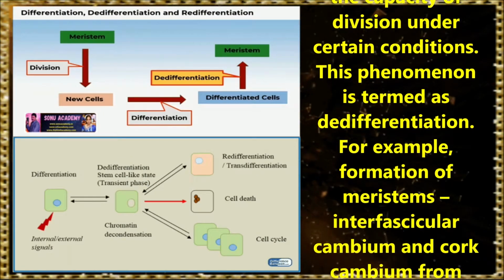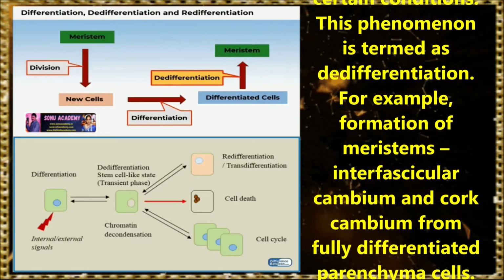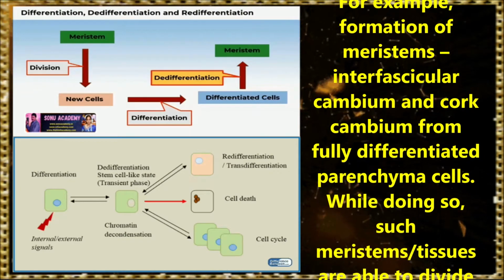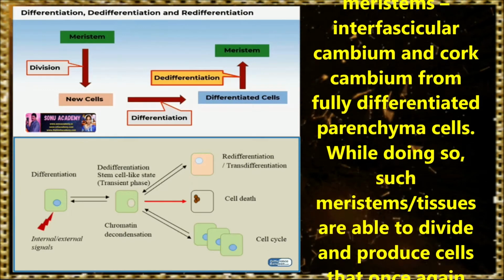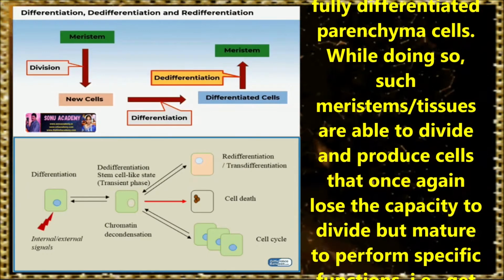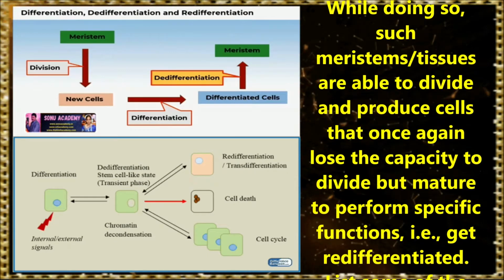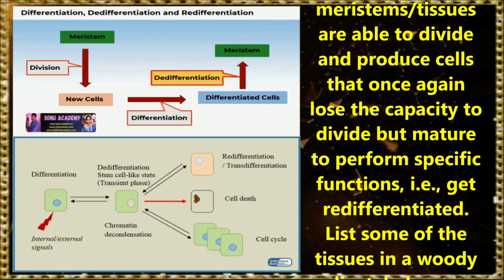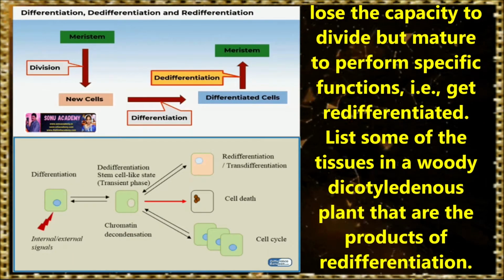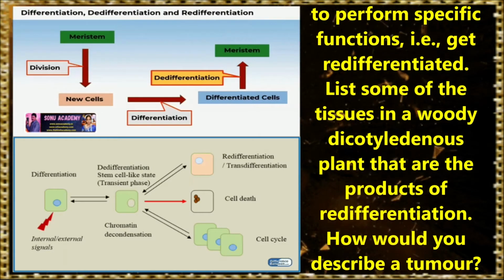This phenomenon is termed dedifferentiation. For example, formation of meristem, interfascicular cambium and cork cambium from fully differentiated parenchyma cells. While doing so, such meristematic tissues are able to divide and produce cells that once again lose the capacity to divide but mature to perform specific functions, that is, get redifferentiated.